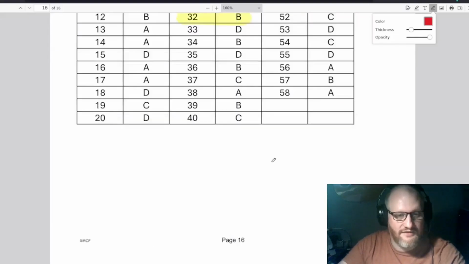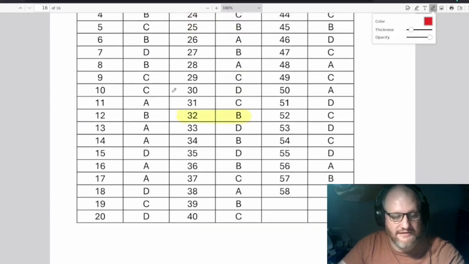So let's skip down to the answers and see if we got that one right. And yes, of course, we can see for question 32 the answer is in fact B. So yeah, make sure you include that velocity factor when doing calculations on your antennas.